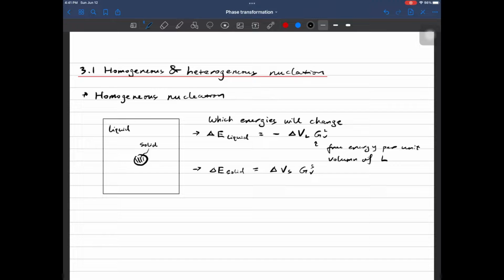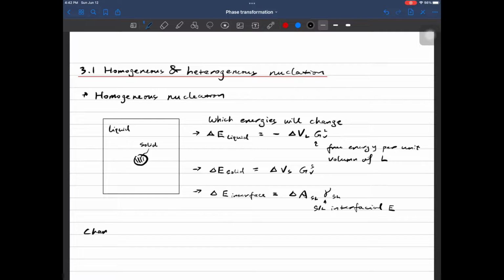In addition to the solid phase, there's one more thing we're adding into the system, which is the solid-liquid interface. The change of energy for this interface can be expressed by delta ASL, that's the area of the interface, multiplied by gamma SL. This is the solid-liquid interfacial energy.